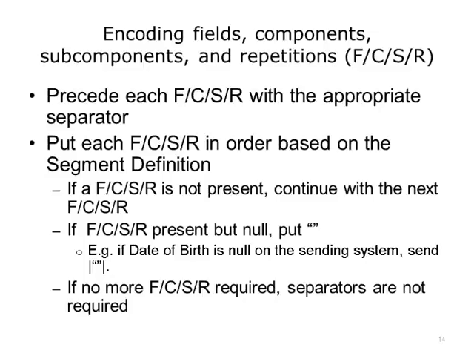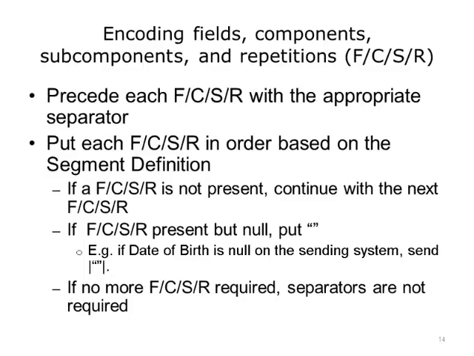So that would mean that if there is no value present for a particular field, you get 2 vertical bars next to each other and nothing in between. However, if the field, component, subcomponent, or repetition has the null value, meaning that it is an empty field on the sending system or it is deleted, the sending system would put double quotes to show that it has been deleted or it is null.